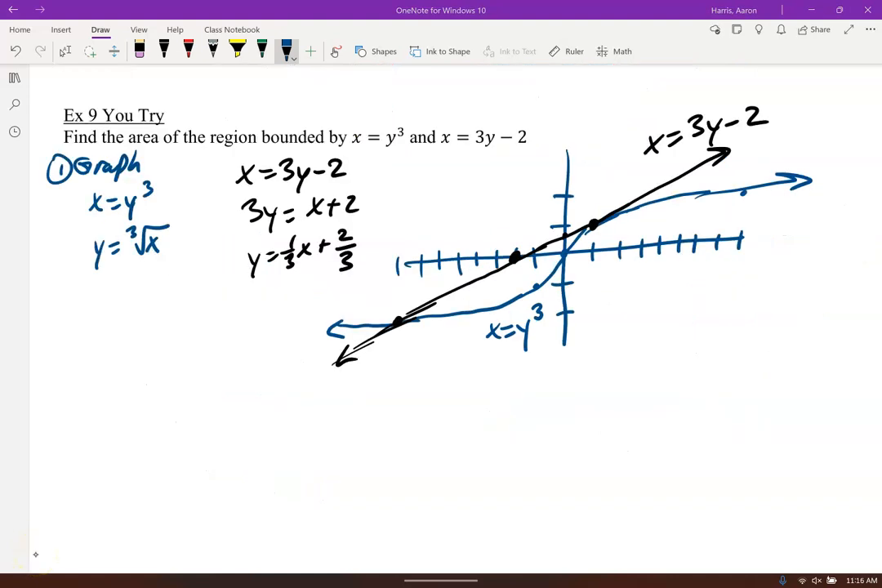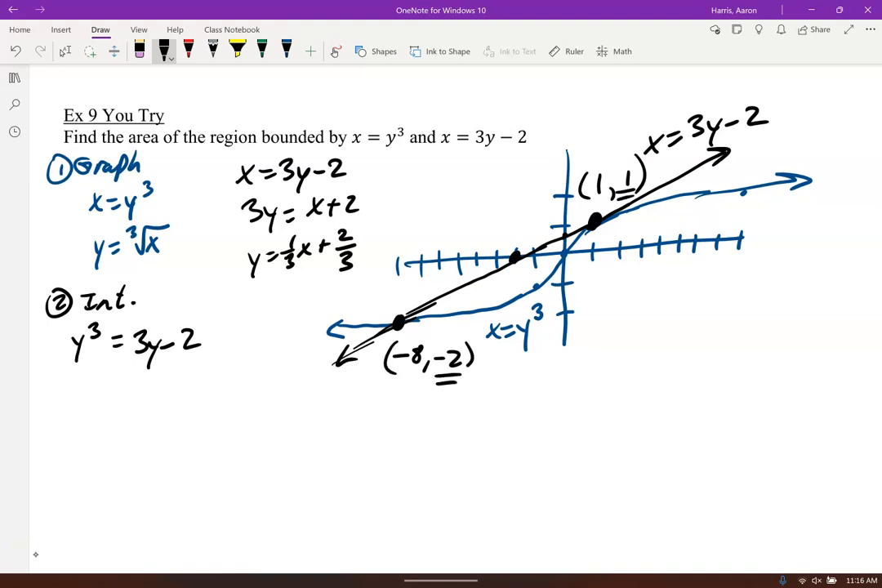All right, so here's our graph of this thing. Where do they intersect? Now, where does y cubed equal 3y minus 2? If you see it on the graph, you can see they hit right here at that y value of 1. Of course, it's 1, 1. And they also hit over here at negative 8, negative 2, right? Those are the y values.